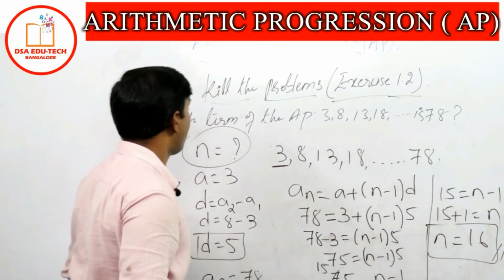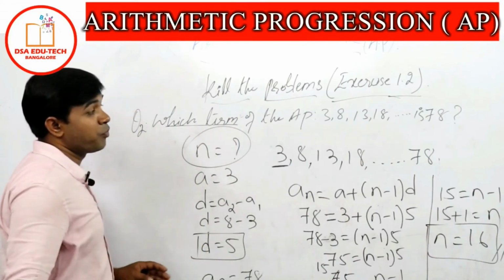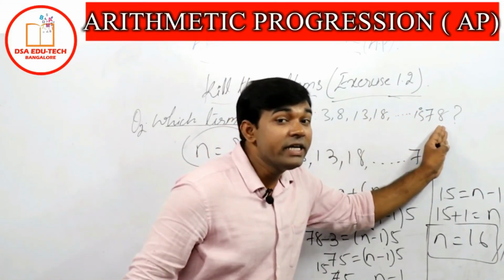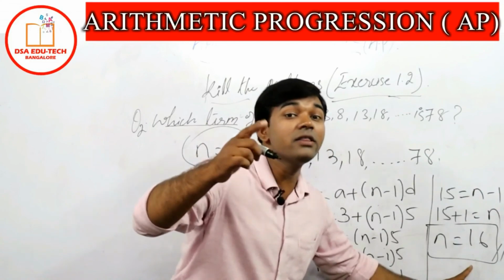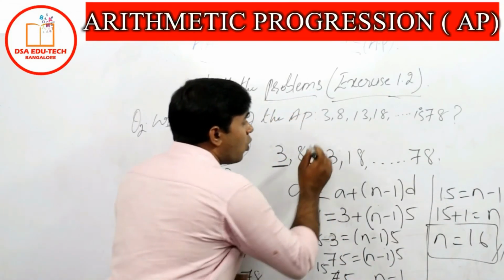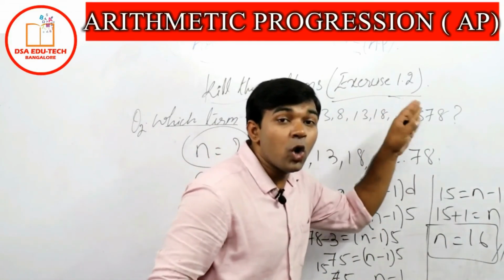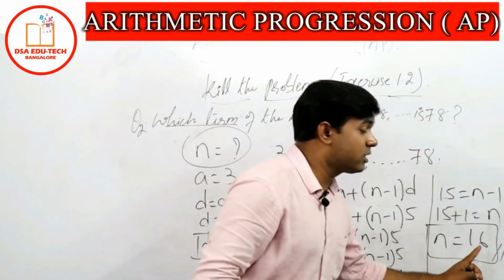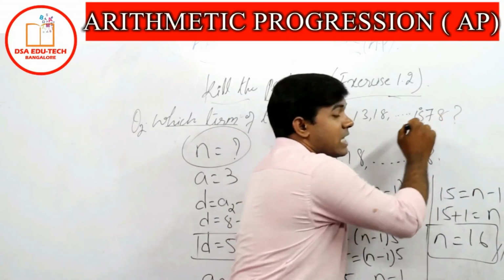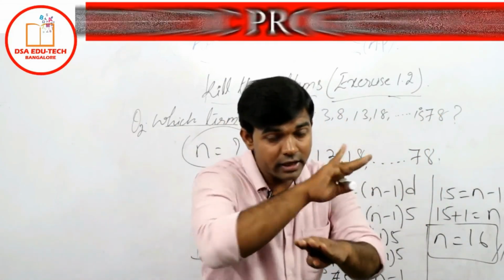So they told us to find which term. Which term is 78? The 16th term. When you count like this, 1, 2, 3, 4, 5 and go on, the 16th number, okay, you will get 78. Everyone getting? Yes.